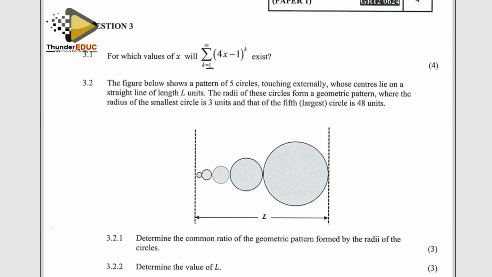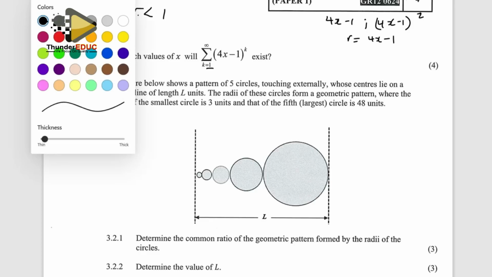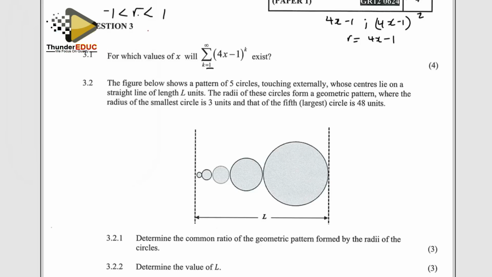So under this, we just need to know the first condition of -1 less than r less than 1. This condition needs to be fulfilled. But we need to determine our r. Okay. So if I replace k with a 1, I'm going to have 4x minus 1. If I replace k with a 2, I'm going to have 4x minus 1 squared. Okay, so which means my common ratio is 4x minus 1. Okay, so replace r with that. So negative 1 is less than 4x minus 1 is less than 1.